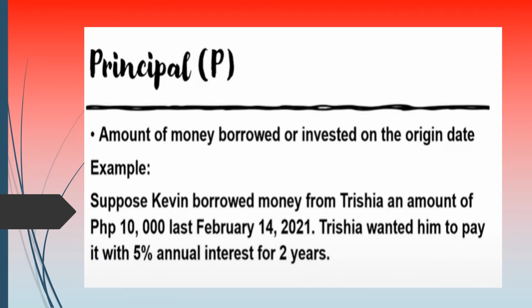Principal. By definition, amount of money borrowed or invested on the origin date. Example, suppose Kevin borrowed money from Trisha an amount of 10,000 pesos last February 14, 2021. Trisha wanted him to pay it with 5% annual interest for 2 years. In this example, 10,000 pesos is what we call the principal. And principal means this is how much money you owed or the amount of money the lender or investor invested.